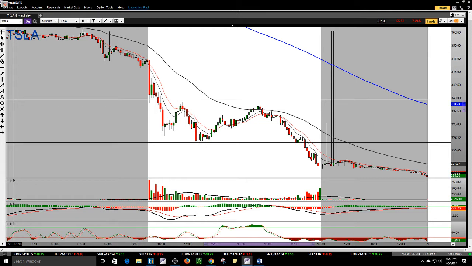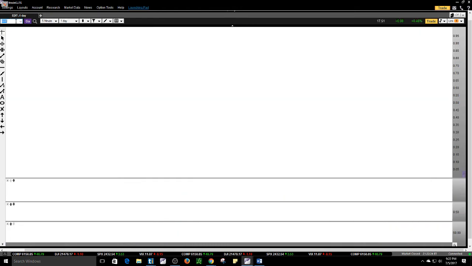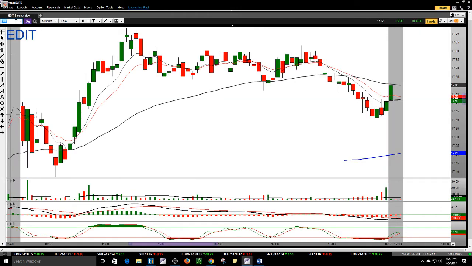For me, June was a very choppy month in general. The markets were choppy, the way that I trade is very choppy, and I felt like it wasn't the right condition for me, so I tend to relax a lot during conditions like this. And yes, this EDIT chart is a good example.